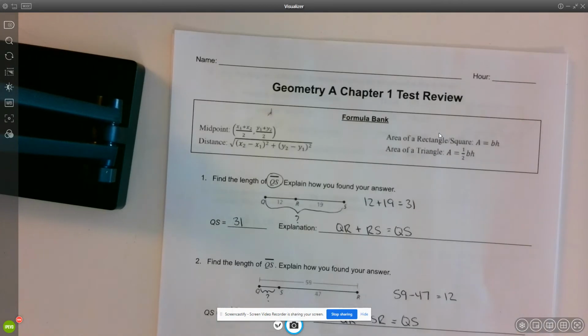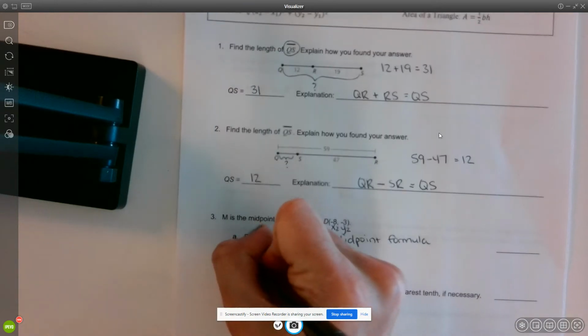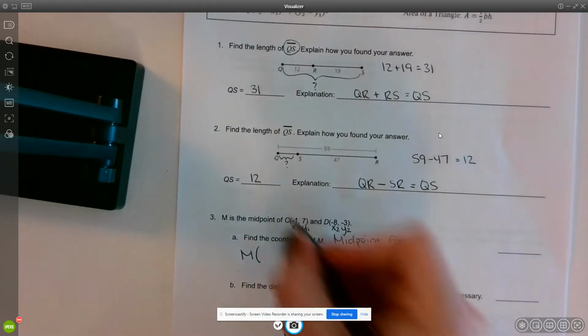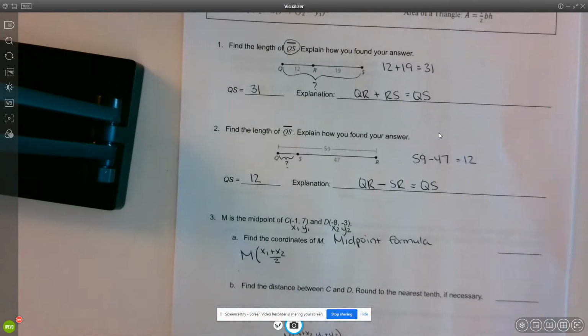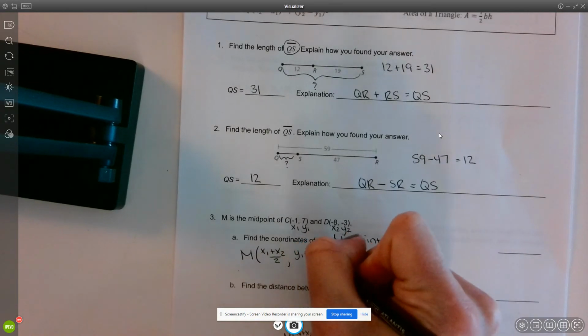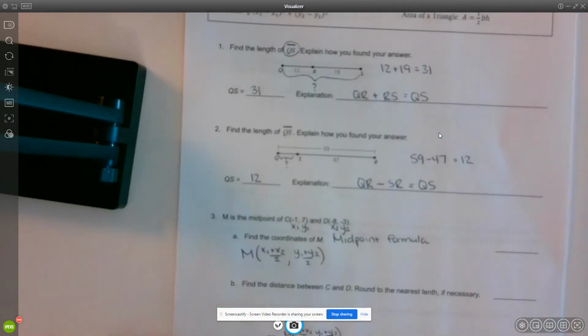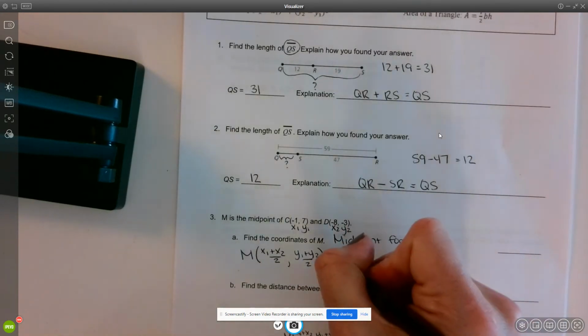So up above, I'm going to go to my midpoint formula. My midpoint formula tells me that I have to do x1 plus x2 divided by 2 to get the x coordinate of the midpoint, and then y1 plus y2 divided by 2 to get the y coordinate of the midpoint. I'm going to go ahead and plug these numbers in.